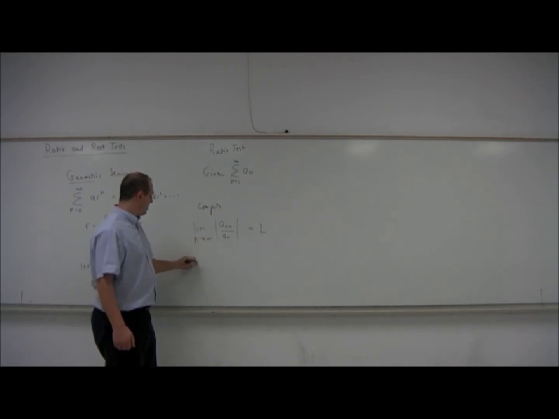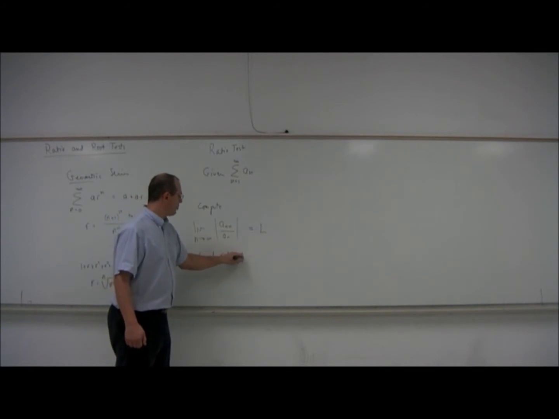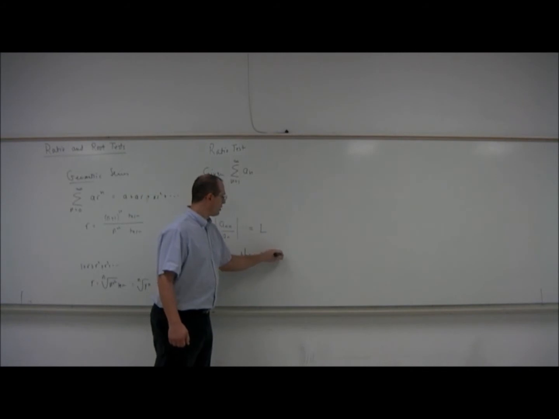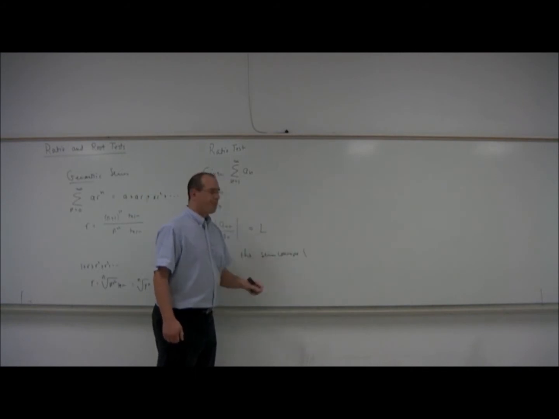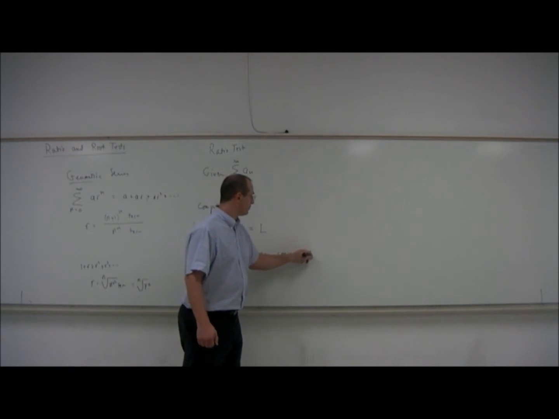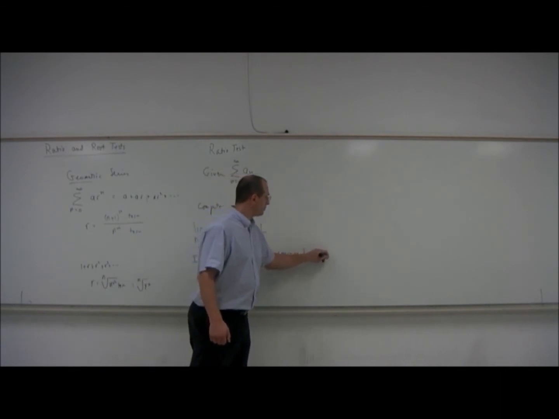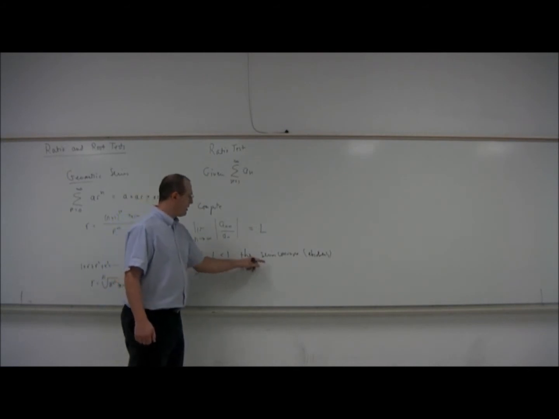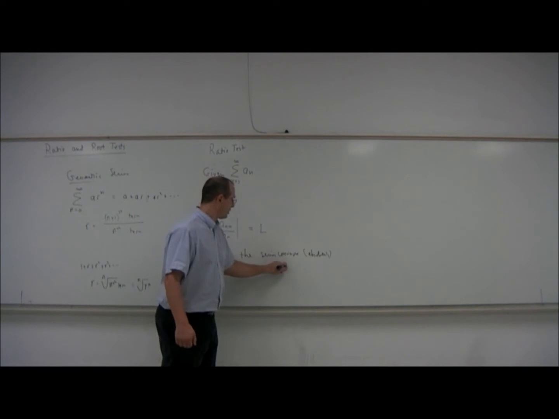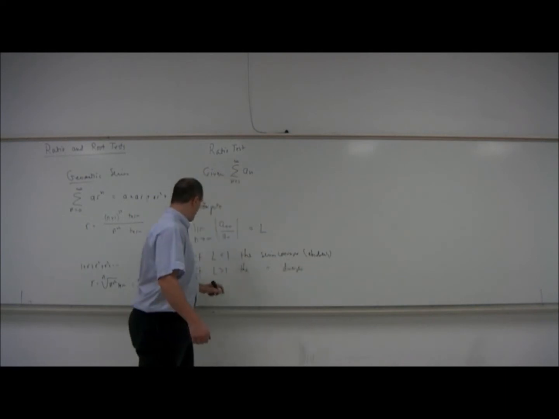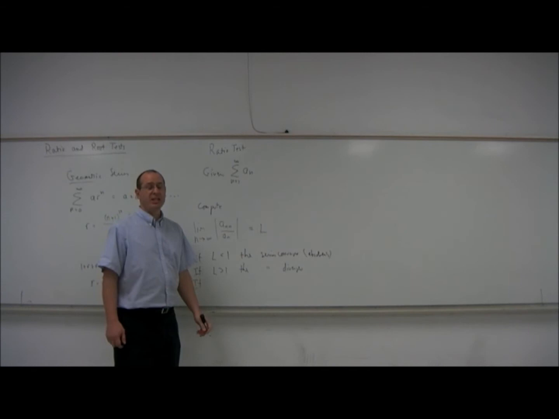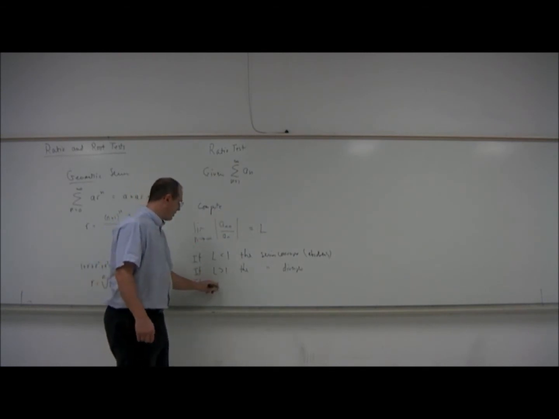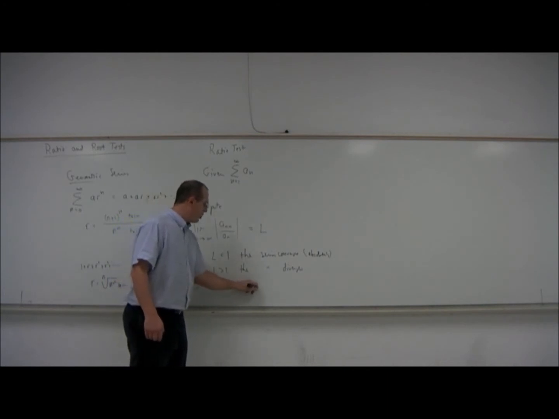ratio, the limit of the ratio. Then if L is less than 1, the series that's given converges. In fact, it converges absolutely. If L is greater than 1, then the series will diverge. And unfortunately, if L is equal to 1, then we get no conclusion from the ratio test.